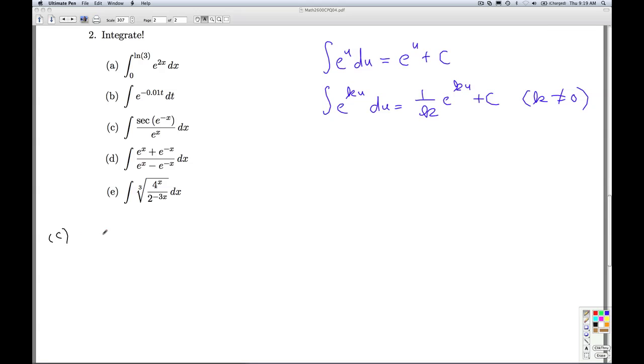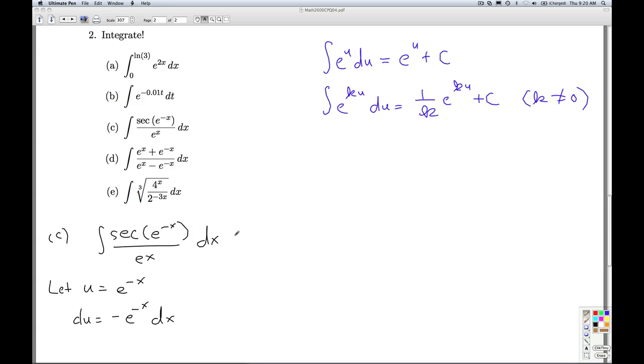Okay, there's a lot happening in part C. So there's a couple different choices for u. I'm going to go to the old Calc 1 standby, and I'm going to let u be the thing in parentheses. So then the du is negative e to the minus x dx. So by letting u be the thing in parentheses, I'm hoping to get this to look like secant of u du. The du is this.